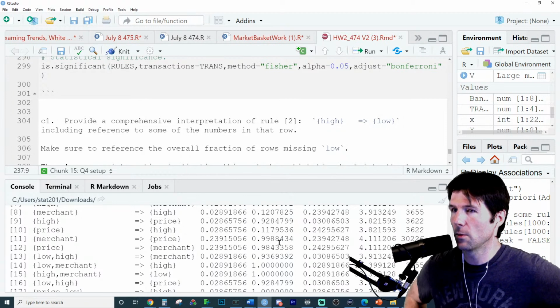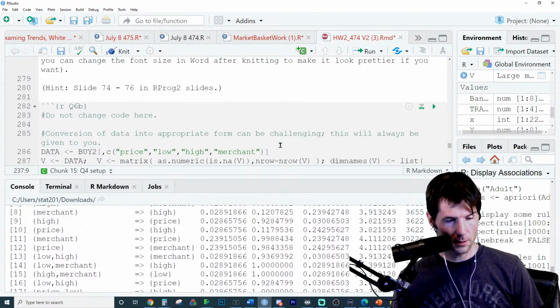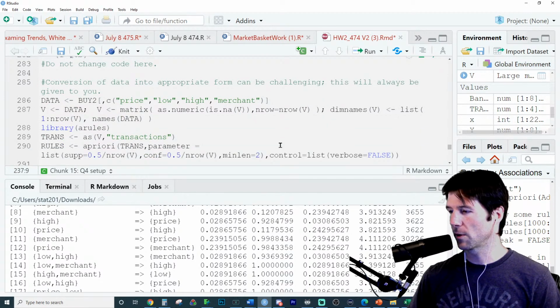You won't get caught. You won't get taken off. I think we have a don't print on this, don't we? Let me double check. No, we don't. You shouldn't get points off for excessive output here.